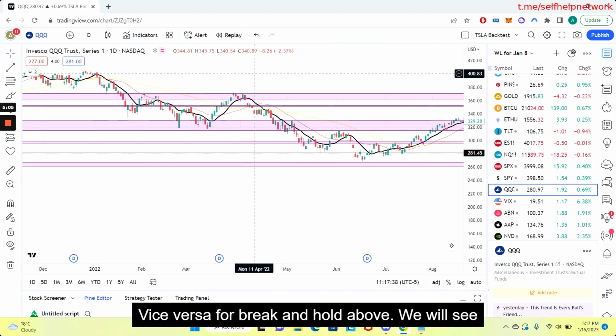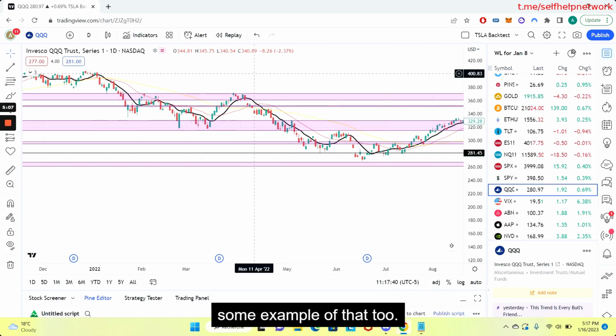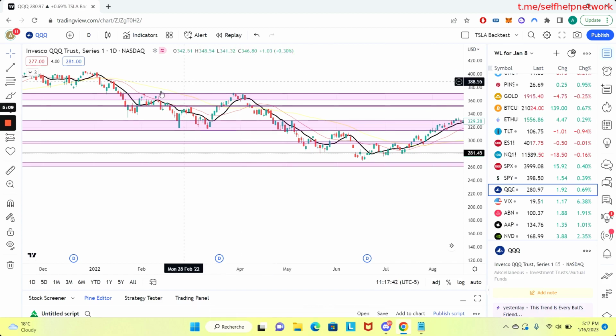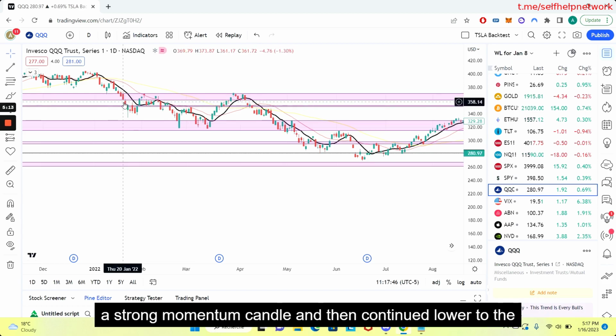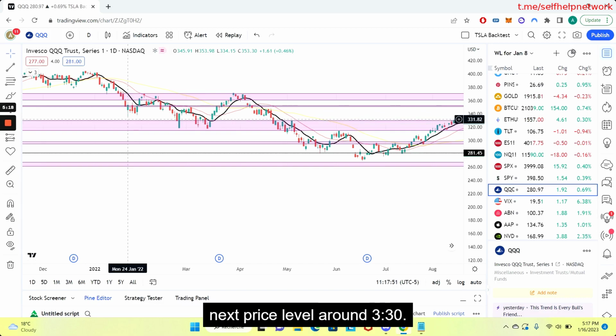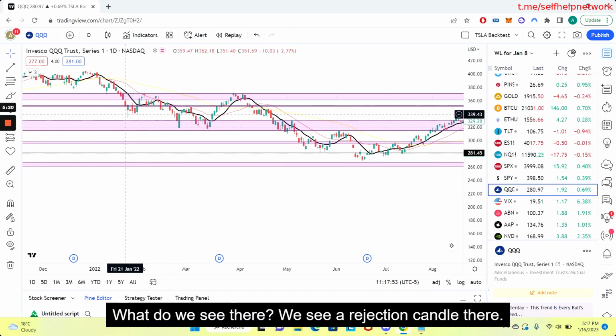Vice versa for break and hold above. We will see some example of that too. So price broke below the support with a strong momentum candle and then it continued lower to the next price level around 330. What do we see there? We see a rejection candle there.